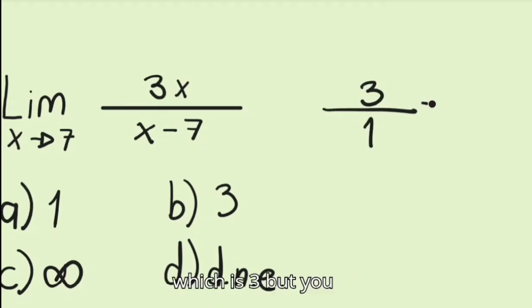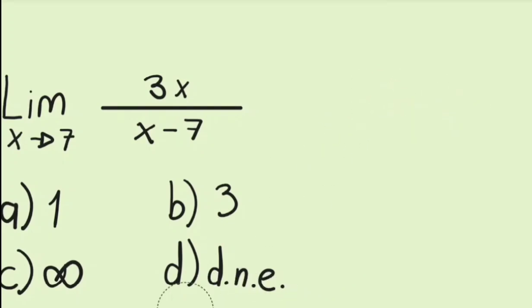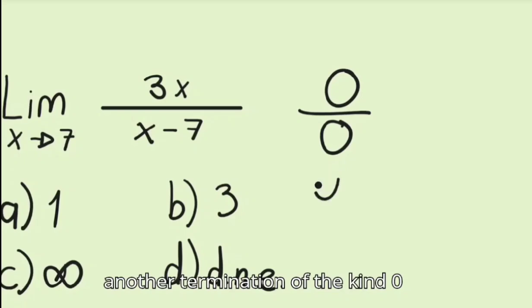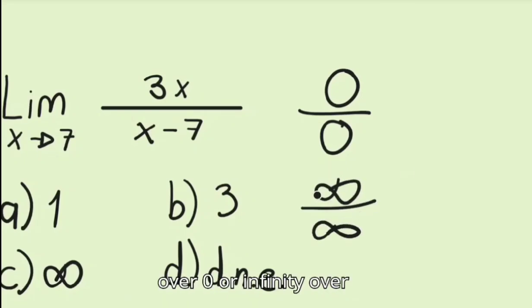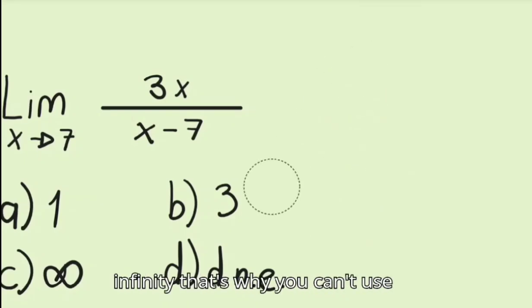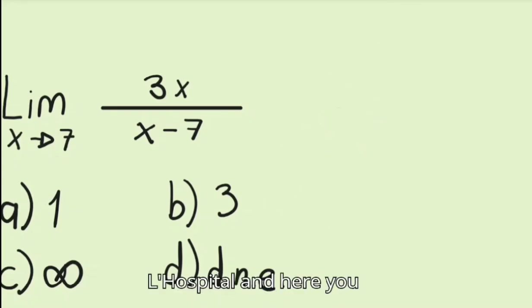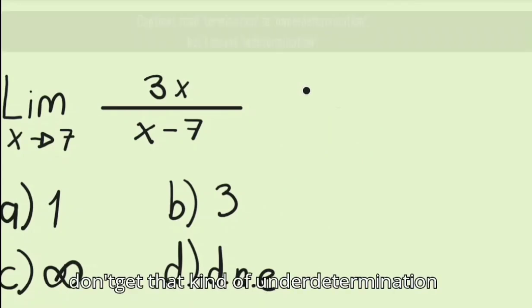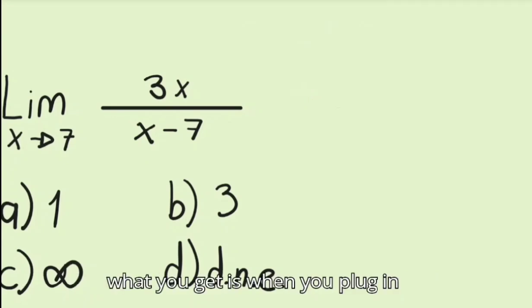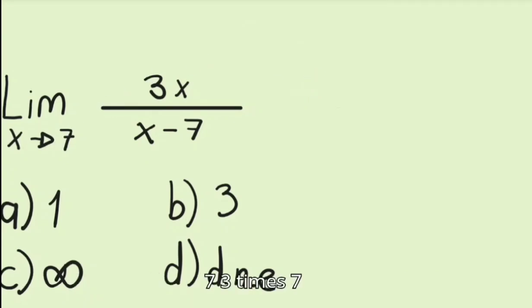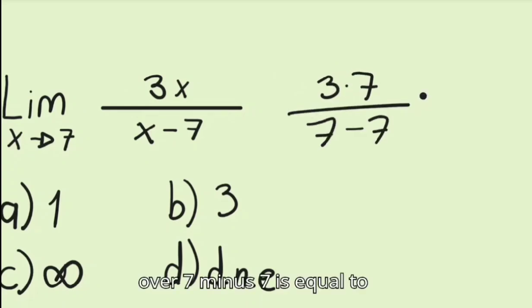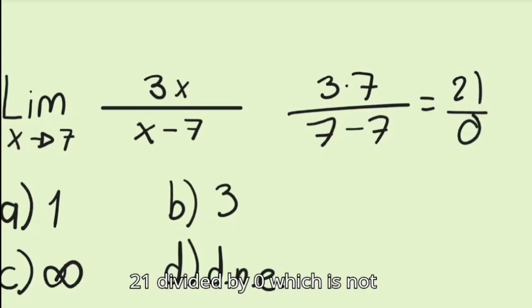You get 3 over 1, but you can't use L'Hopital, because you can only use L'Hopital when you get an indeterminate combination of the kind 0 over 0 or infinity over infinity. That's why you can't use it. And here you don't get that kind of combination. What you get when you plug in 7 is 3 times 7 over 7 minus 7, which is equal to 21 divided by 0, which is not defined.